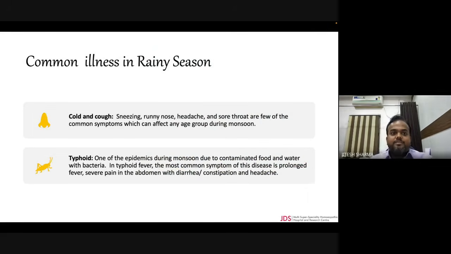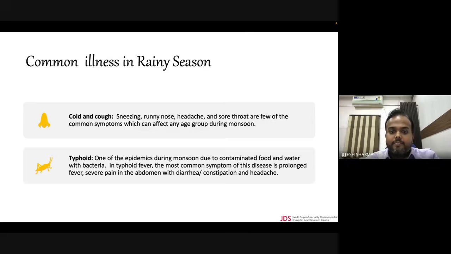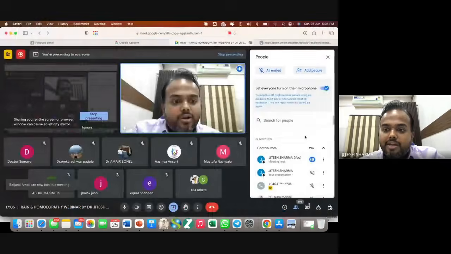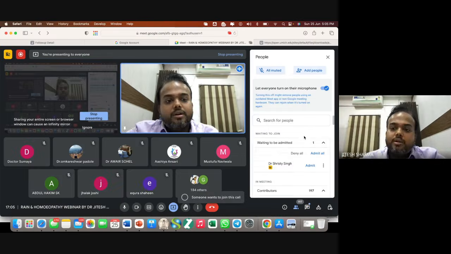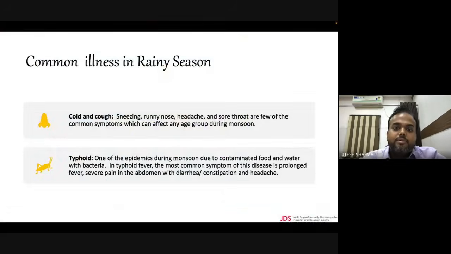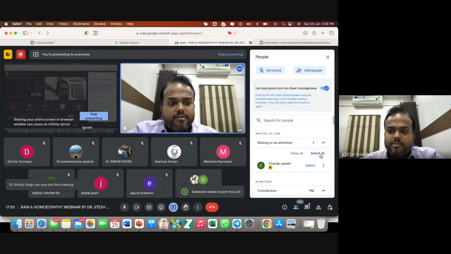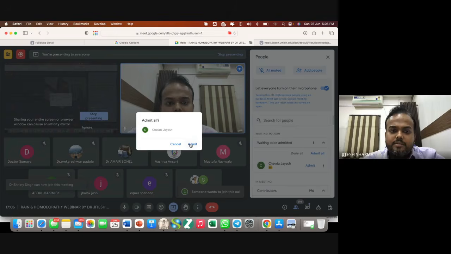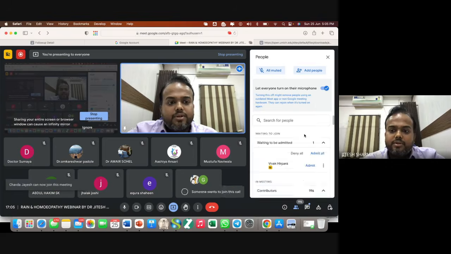So let us discuss what usually happens in the rainy season, what all illnesses we usually come across with patients. First is cold and cough, sneezing, runny nose, headache, sore throat. These are the common symptoms which can affect any age group during monsoon, correct? And this is the hustle: what to give, what not to.